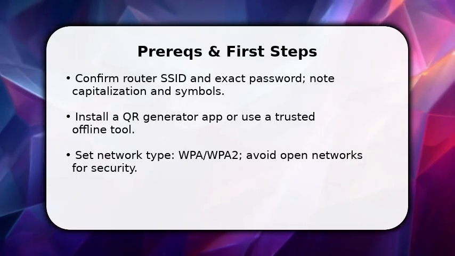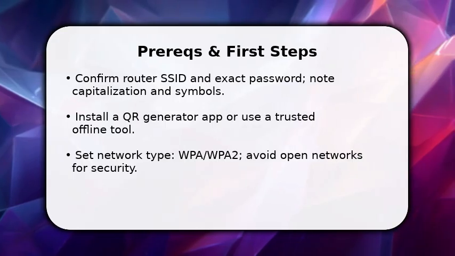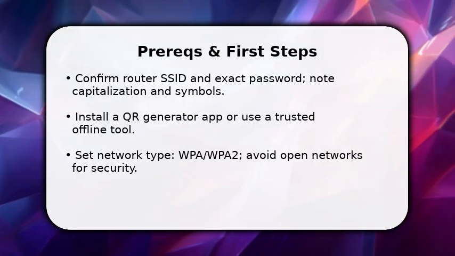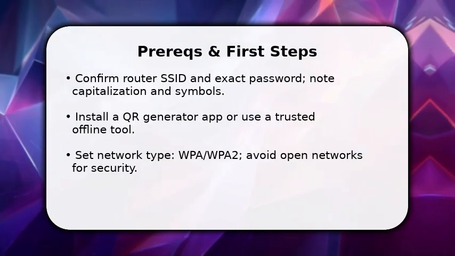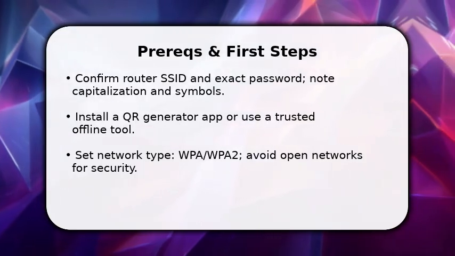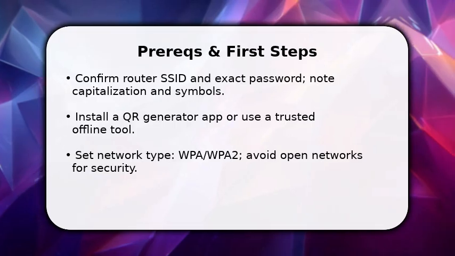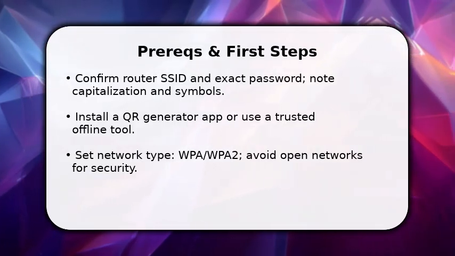You'll start by confirming the exact SSID and password. This prevents login failures later. Once done, open a QR code generator tool and choose Wi-Fi network type WPA/WPA2 so devices interpret it correctly.